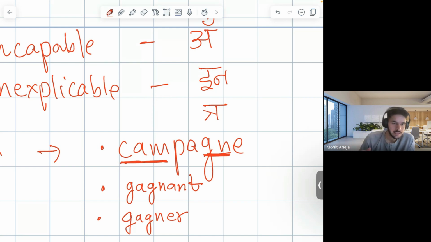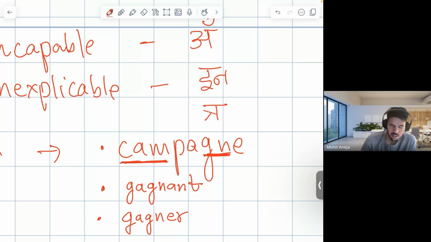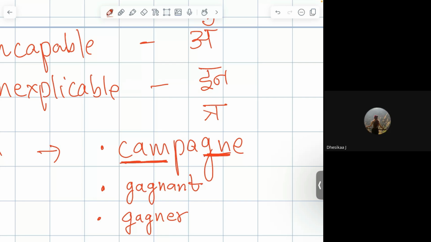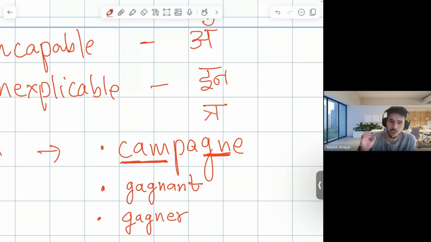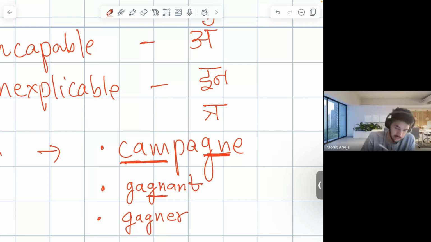Okay. Next word. Can someone read this word for me? Desika, please. Gagno. Can you say that again? No, it's ganyo. Ganyo. This sound, ganyo. So we read this rule. Ga is called ga. Gn is going to be nyo. So ganyo. T is not going to be pronounced.